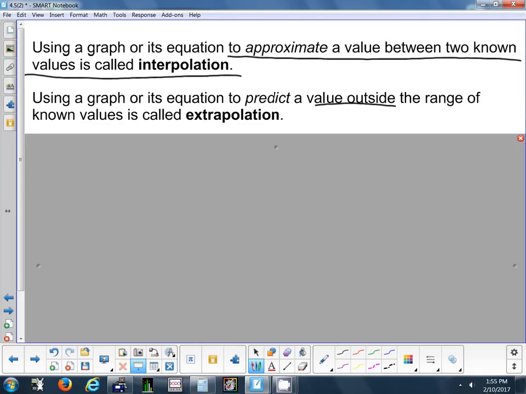So on that second line right below the first one, it says using a graph or its equation, and you want to fill in this. Predict a value outside. Or another word for outside is beyond. It's beyond what we know. That's called extrapolation.